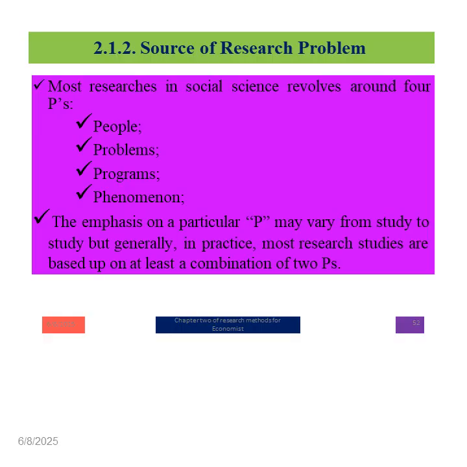Our source of the research problem, mostly in social science, revolves around 4 P's. That is people, problems, program, phenomena. Those are the 4 P's that we use as a source of a research problem. The emphasis on a particular P may vary from study to study, but generally in practice, most research studies are based upon at least a combination of 2 P's.